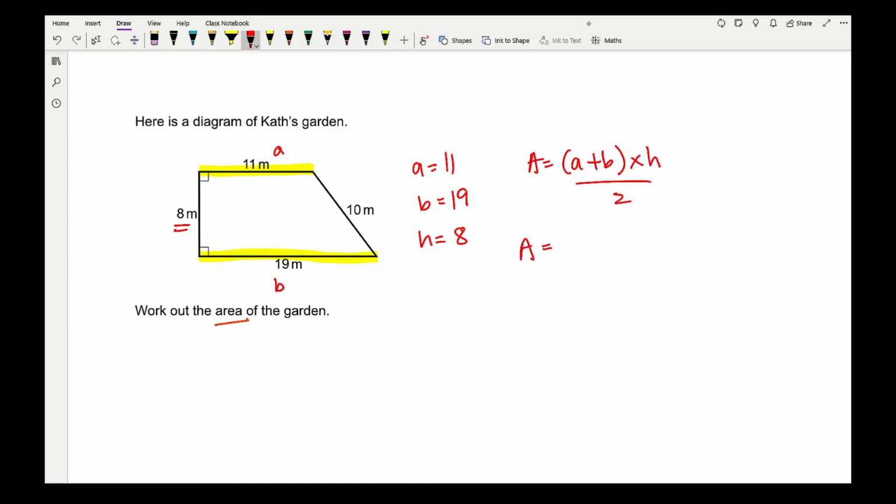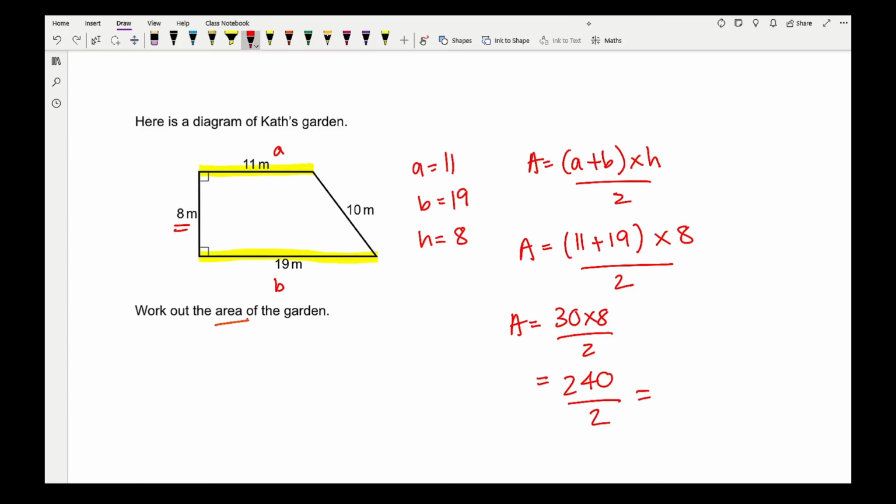So the area is going to be 11 plus 19 added together, multiplied by 8, and then divided by 2. So area equals 11 plus 19 is 30, times 8 divided by 2, so that's going to be 240 over 2, giving me a final answer of 120, and the units are meters, so the answer is going to be meters squared, and there is my final answer.